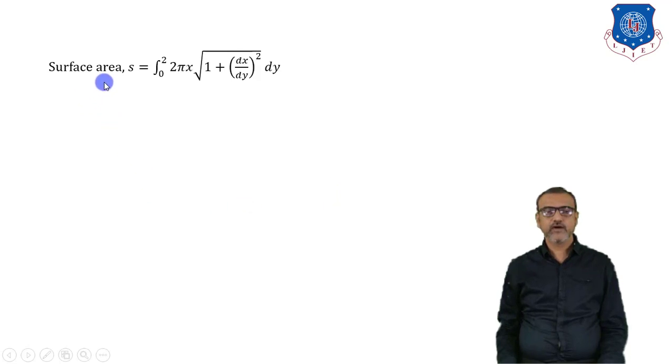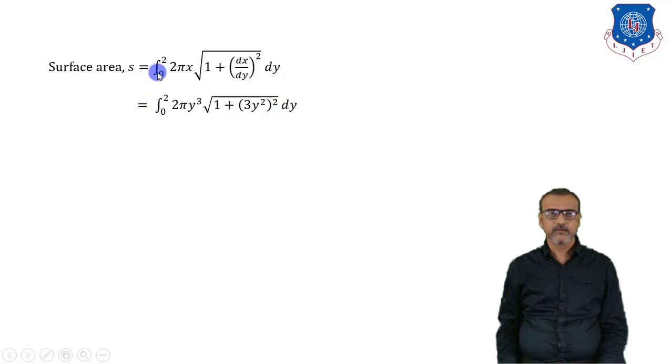So the required surface area S equals integration from 0 to 2, because y will vary from 0 to 2, of 2 pi x square root of 1 plus (dx by dy) the whole square dy. So this equals integration from 0 to 2 of 2 pi, and x equals y cube, square root of 1 plus (3y square) raised to power 2, dy.